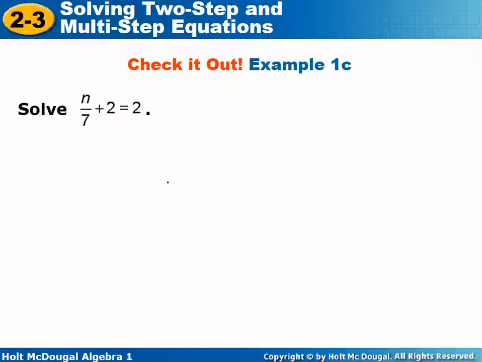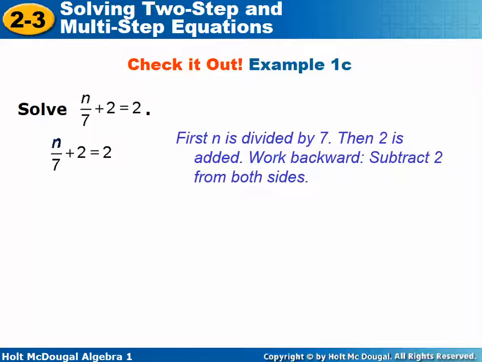Okay, in this one, let's just make sure we know what to add and subtract from what. We have n over 7, that's the same as n divided by 7, plus 2 equals 2. Our variable is n. It is being divided by 7, and then 2 is added to it. We need to undo the adding 2 part first. And so the first thing you would do is to subtract 2 from both sides.